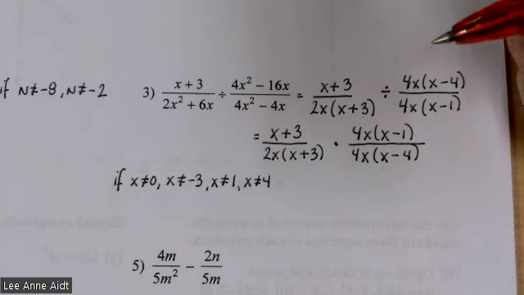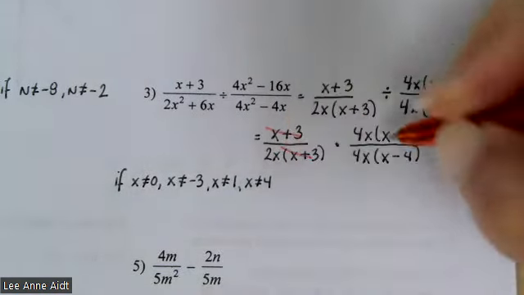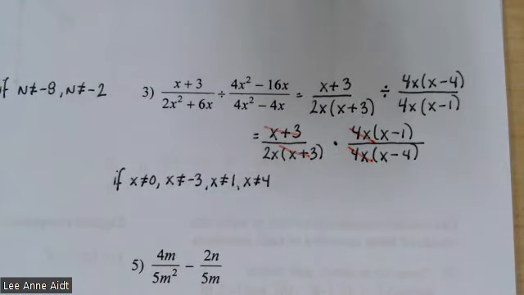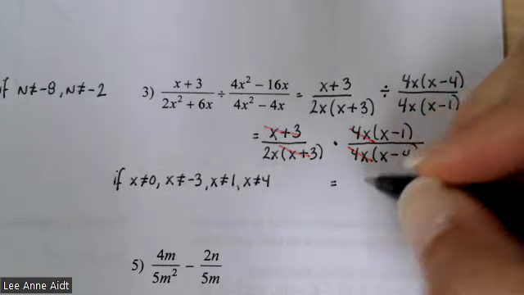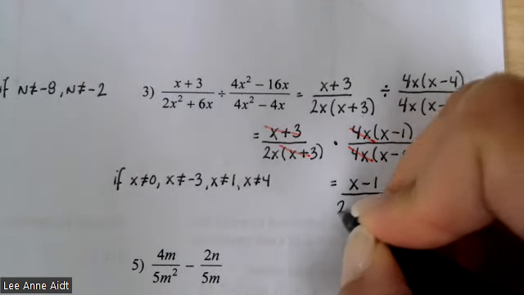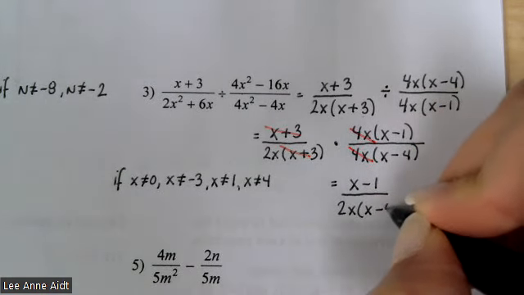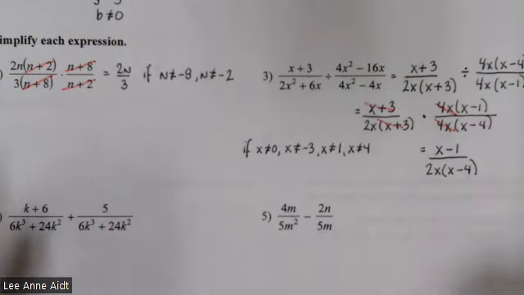There's 2 sets of things to reduce. X plus 3, 4x. So final answer is x minus 1 on the top, and then 2x, x minus 4 on the bottom. Okay, now I swear I'm going to stop doing excluded values after this.